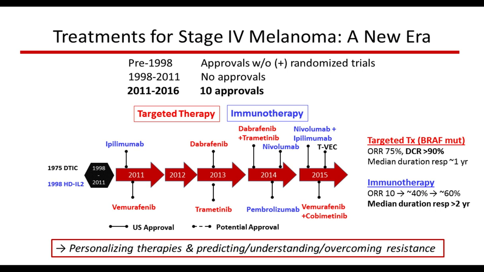Then between 2011 and 2016, we saw the approval of 10 new medications for patients with stage 4 melanoma, all of which have had significant impact on overall survival. And interestingly, not a single one of these medications is a chemotherapy. Instead, they've been divided between targeted therapies for patients who have a BRAF V600 mutation, which is the most common oncogenic mutation found in this disease, present in about 50% of patients. With our current targeted therapy combinations of BRAF and MEK inhibitors in patients with BRAF mutations, we see response rates of almost 80% and disease control rates of greater than 90%. And patients on average respond to these therapies for a year.